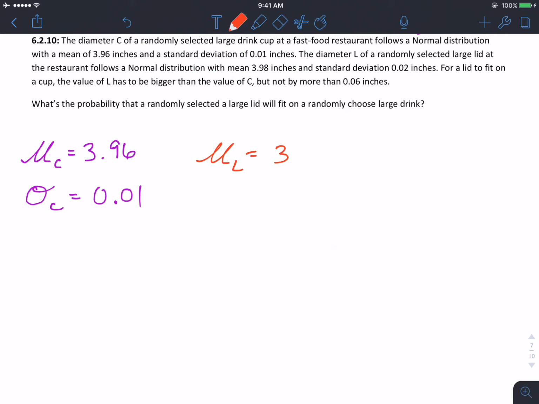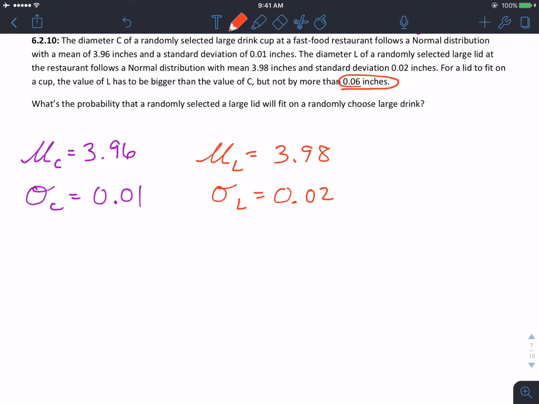and that is 3.98, and the standard deviation of those lids is 0.02. And it makes sense that the lid is larger than the cup because the lid goes over the cup. And it says for a lid to fit on a cup, the value of L has to be bigger than the value of C, but not by more than 0.06 inches. So what's the probability that a randomly selected large lid will fit on this drink?